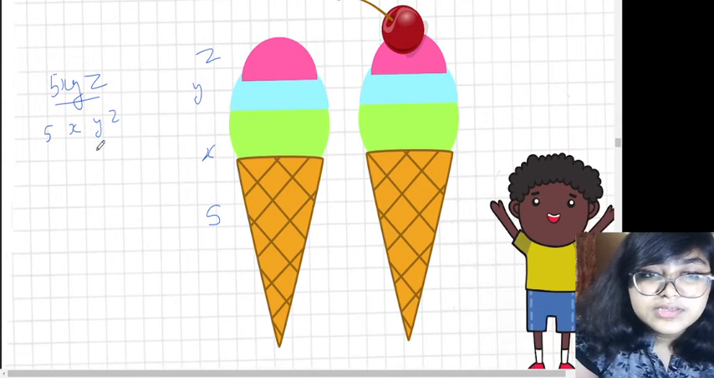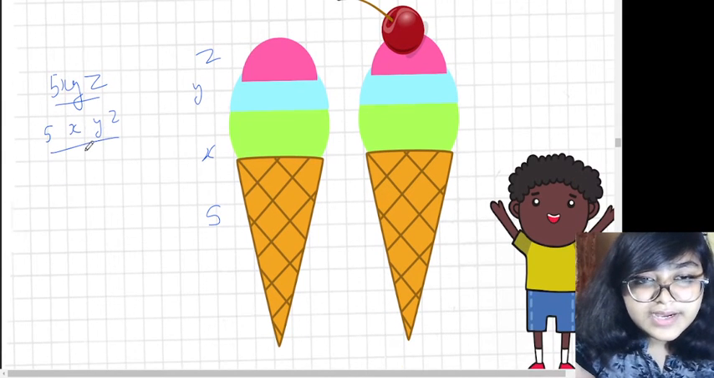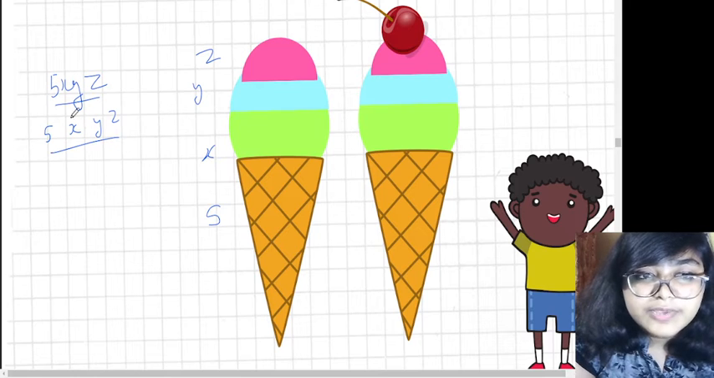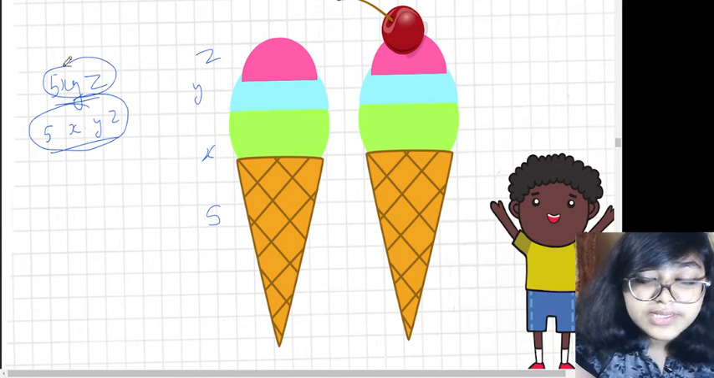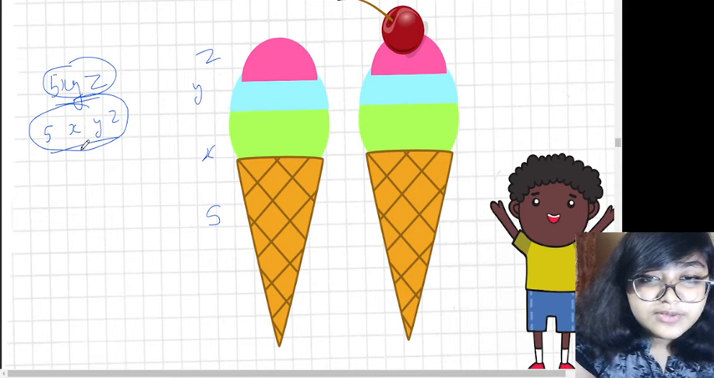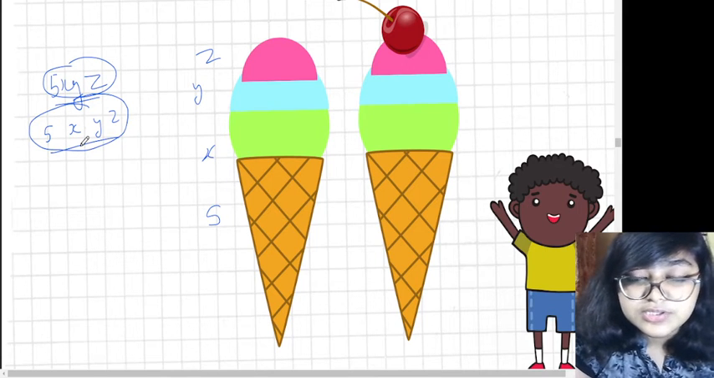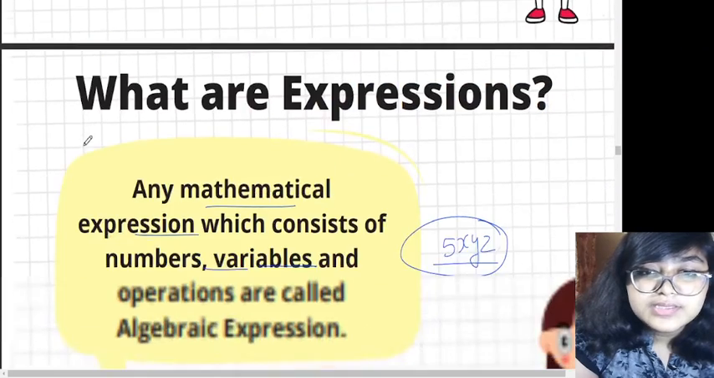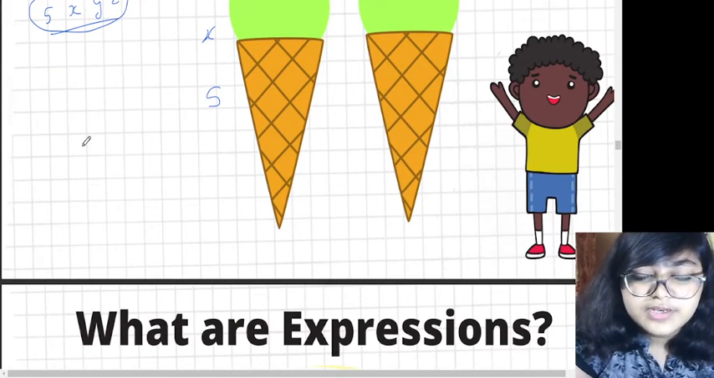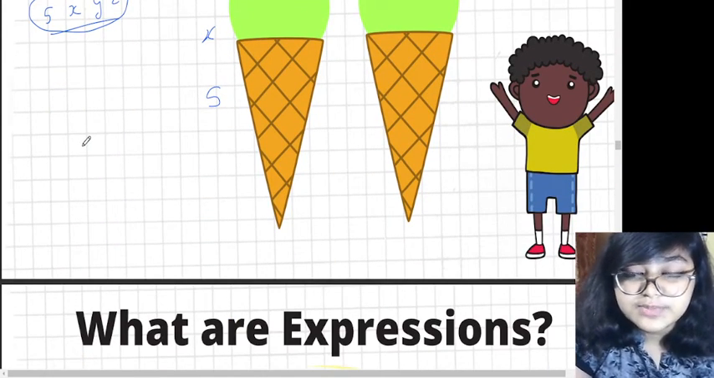Now if these are the factors, then we can call it an expression, right? So all the factors multiplying together make an expression. Basically, suppose now you have learned about factors and algebraic expressions.